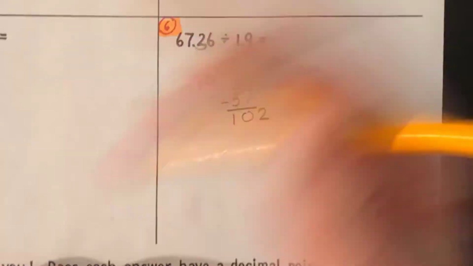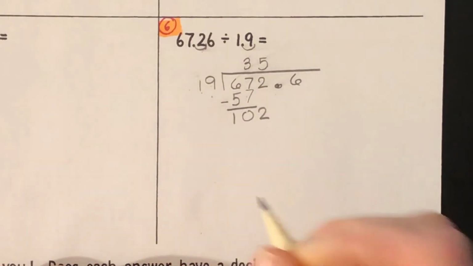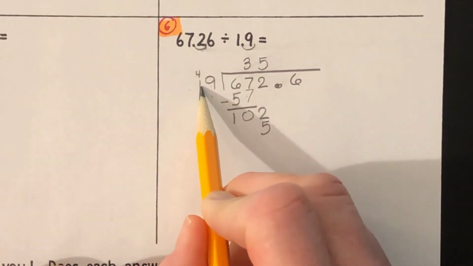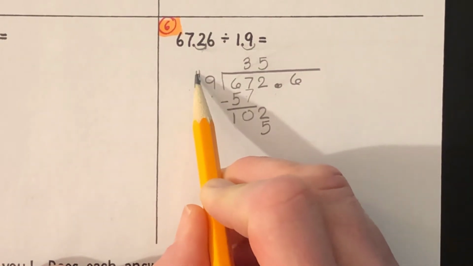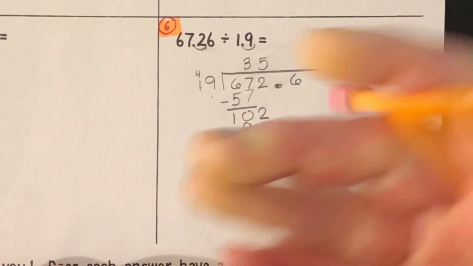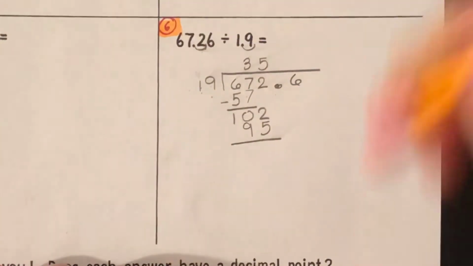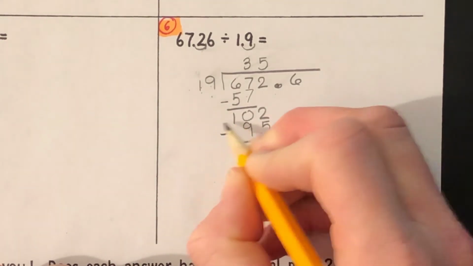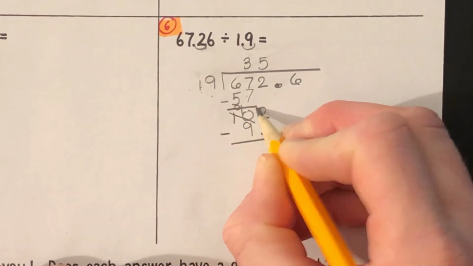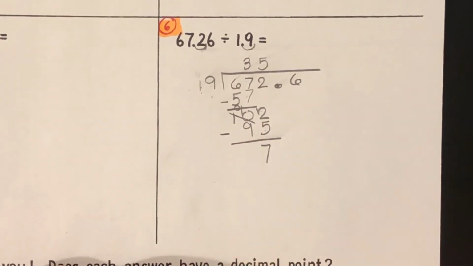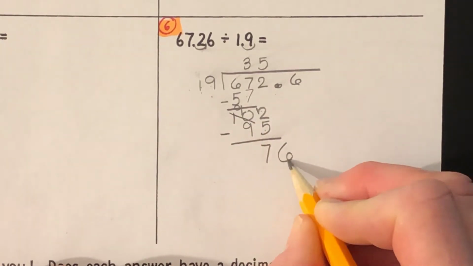Erase my little 2 over there. So 5 times 9 is 45. 5 times 1 is 5, plus 4 more is 9. Let me erase my little 4 over there. I subtract 9, 12. 12 minus 5 is 7. That's a 9. Bring down my 6.